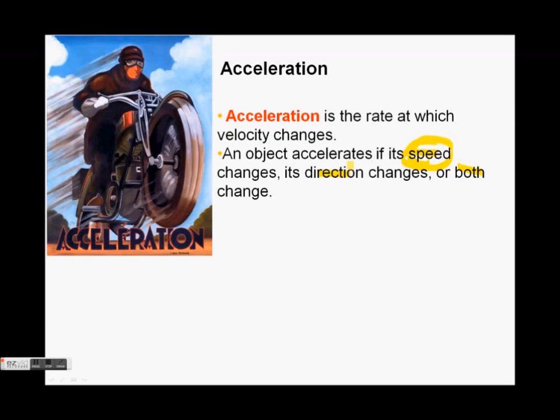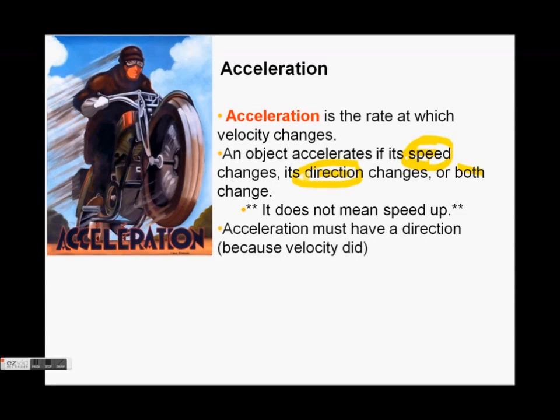Let's say you're going down the highway 60 miles per hour, and you turn the steering wheel and the car turns. Did you accelerate? Yes, because direction changed. So if you change speed, or you change direction, or you change both, you accelerated. It does not mean speed up, although if you do speed up, you're definitely accelerating too.